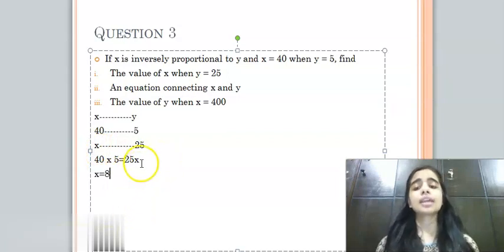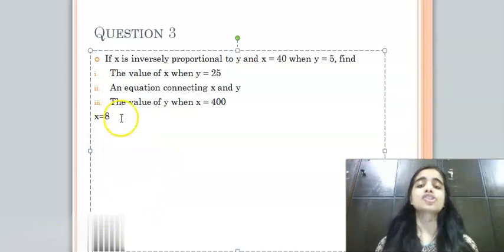Now it is asking for an equation connecting x and y. So first I need to find the k value. Basically the equation for inverse proportion is y is equal to k upon x. So it will be yx is equal to k. This is my y value, this is my x value. So yx, that means 5 multiplied by 40.